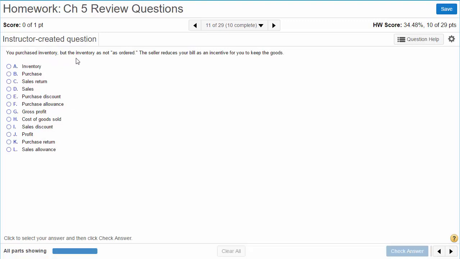You purchased inventory, but the inventory is not as ordered. The seller reduces your bill as an incentive for us to keep the goods. So it's like we bought a washing machine. It was dented in the back. So we call the supplier and tell them to come and get this because we want to return it. So instead of returning it, they give us maybe $200 or $300 off as an incentive to keep it.